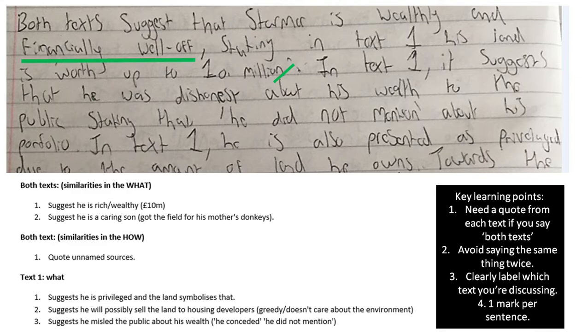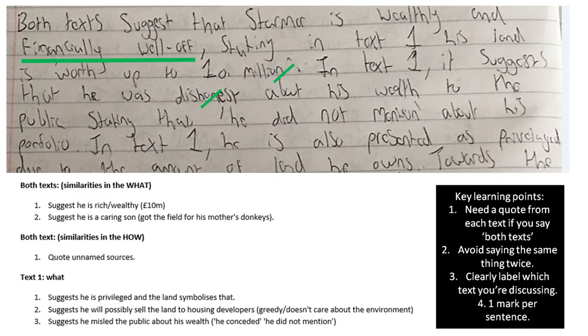All right. In text 1, it suggests that he was dishonest about his wealth to the public, stating that he did not mention his portfolio. Brilliant. Yes, dishonest. If we look under text 1, what is point number 3? Suggests he misled the public about his wealth. Brilliant. Okay, so different quotations to what I've put in the mark scheme, different inference, but it means the same thing, so we give the mark. So, be kind to yourself. Don't be looking specifically for the word misled when you're applying this mark scheme.